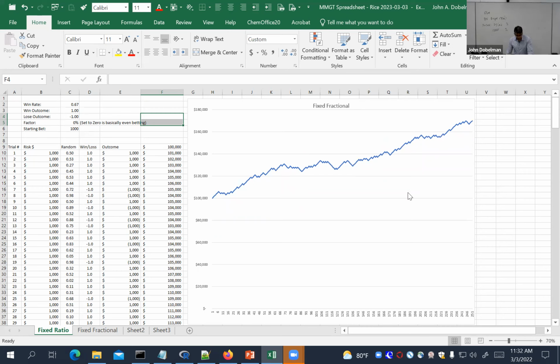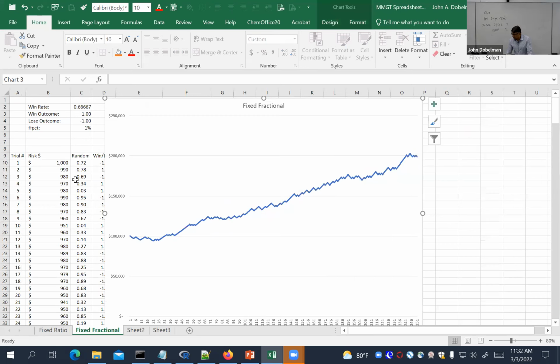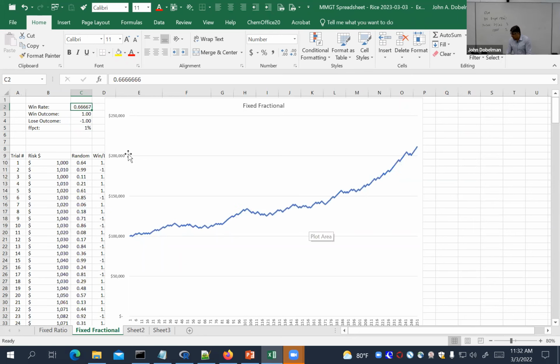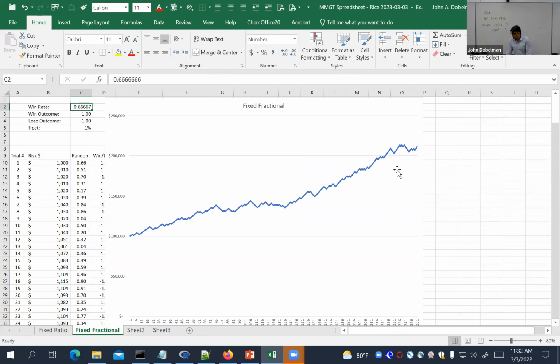Now let's go to fixed fractional, and we're just going to bet 1% of our capital. And again, the win rate is 66%. And you can see that the numbers are climbing over 200, 180. We got to 200, 200.